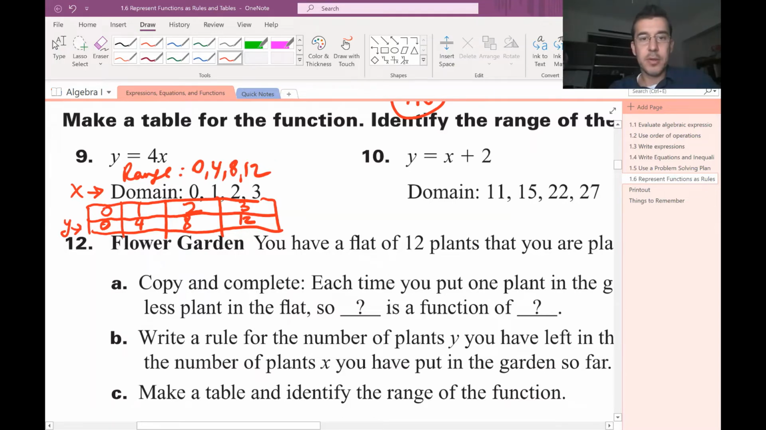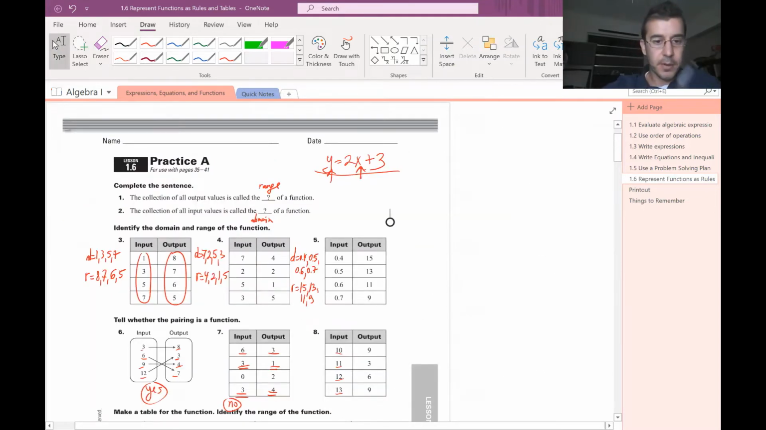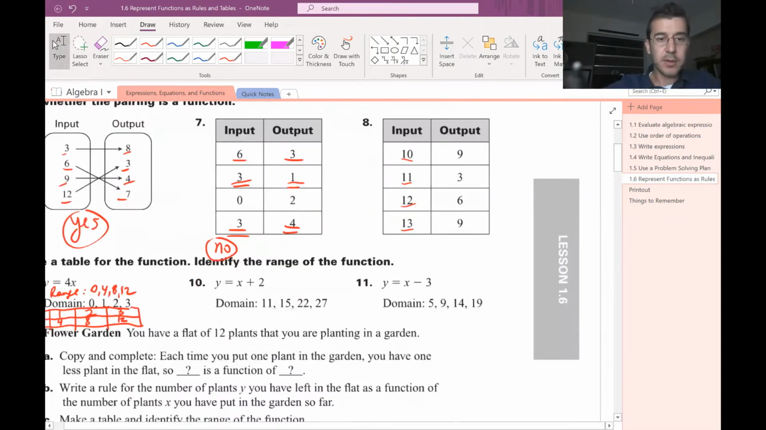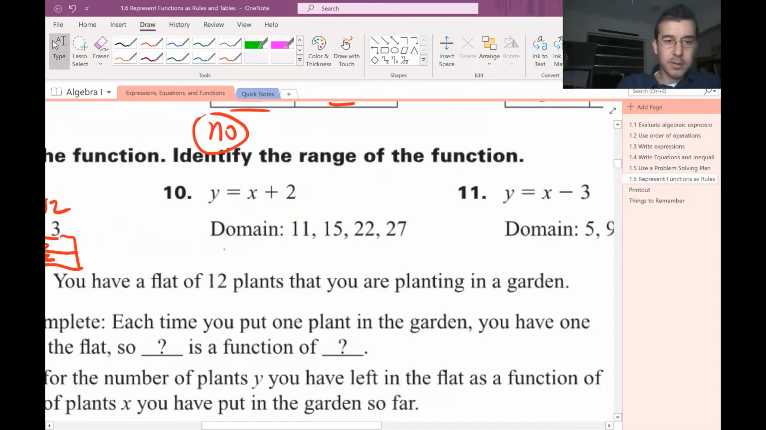Number 10, y equals x plus 2. The domain is given to us. So let's draw a table again.